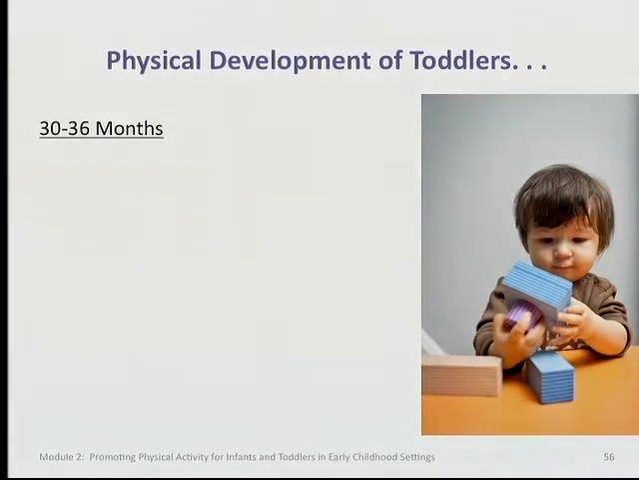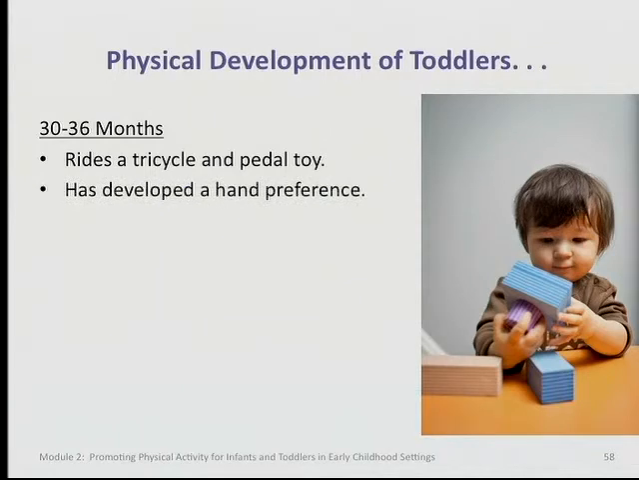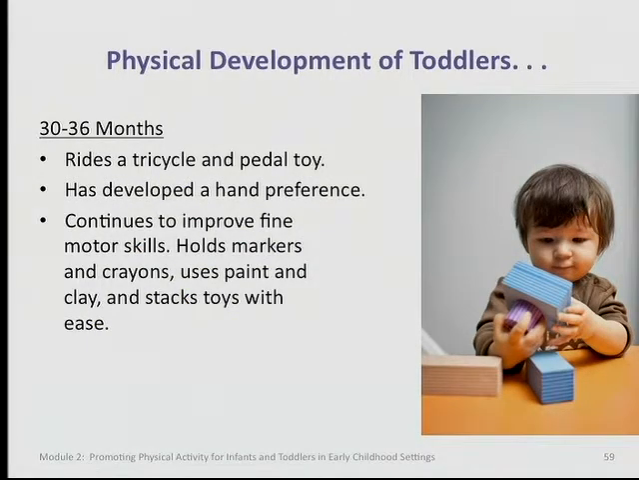At 30 to 36 months of age, toddlers demonstrate increasingly higher physical skills and abilities. They enjoy riding tricycles and other pedal toys, often showing off their speed and ability. They have developed a hand preference for the right or left hand and can hold markers and crayons, use paint and clay, and stack toys easily.